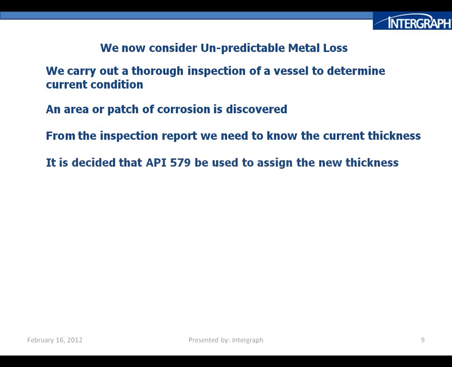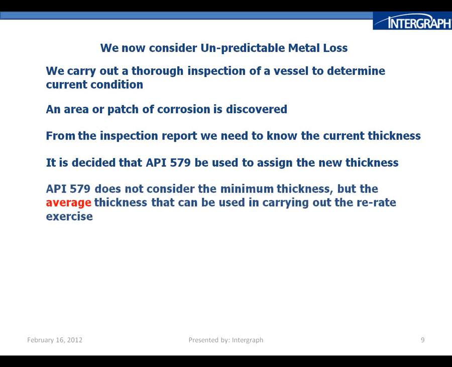One of the tools that we can use is API 579, and that can be used to assign a new thickness to the vessel. We know perhaps we measure a vessel, we know that its minimum thickness is so much in one place, but do we use that thickness in the calculation for the maximum allowable working pressure? API 579 doesn't actually use the minimum thickness, it uses a sort of average thickness. But we need a procedure to determine what that average thickness is.